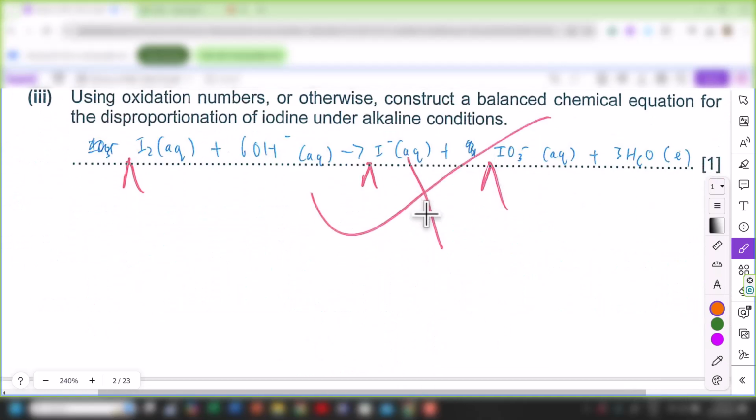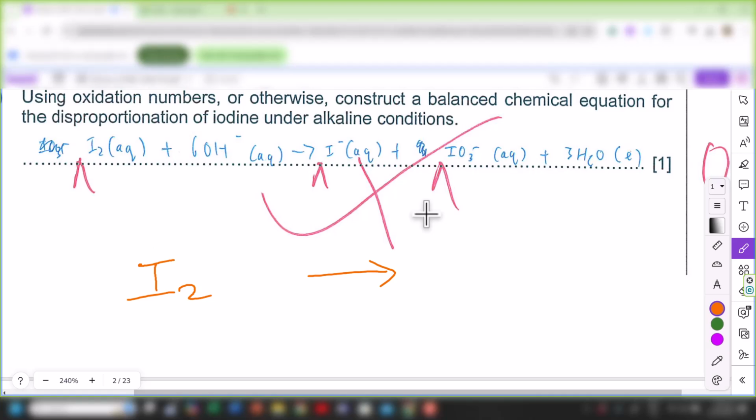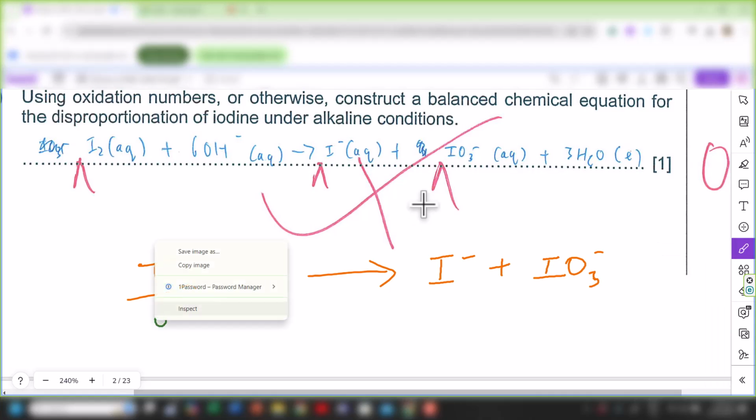First of all, the easiest way is you write iodine. Then you leave a bit of space here, then you draw an arrow, then you draw the two products. One of the products is I minus, and the other one is IO3 minus. Then the next thing you want to do is ask yourself, what is the oxidation state? The oxidation state of iodine is 0, the oxidation state of this is -1, and the oxidation state of iodine here is +5.